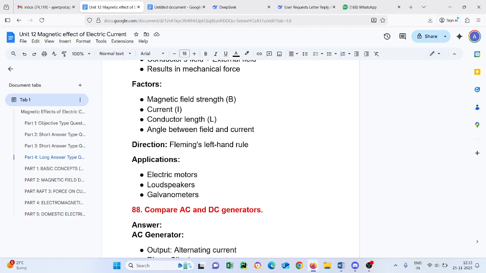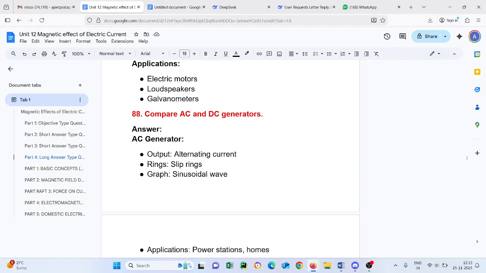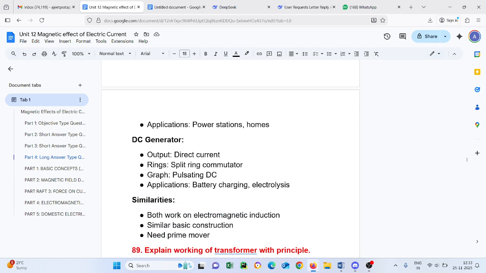Question number 88. Compare AC and DC generator. The AC generator outputs alternating current, uses slip rings, and its graph is a sinusoidal wave. Applications: power stations and homes. The DC generator outputs direct current, uses a split ring commutator, and its graph is pulsating DC. Applications: battery charging, electrolysis. Similarity: both work on electromagnetic induction, have similar basic construction, and need a prime mover.